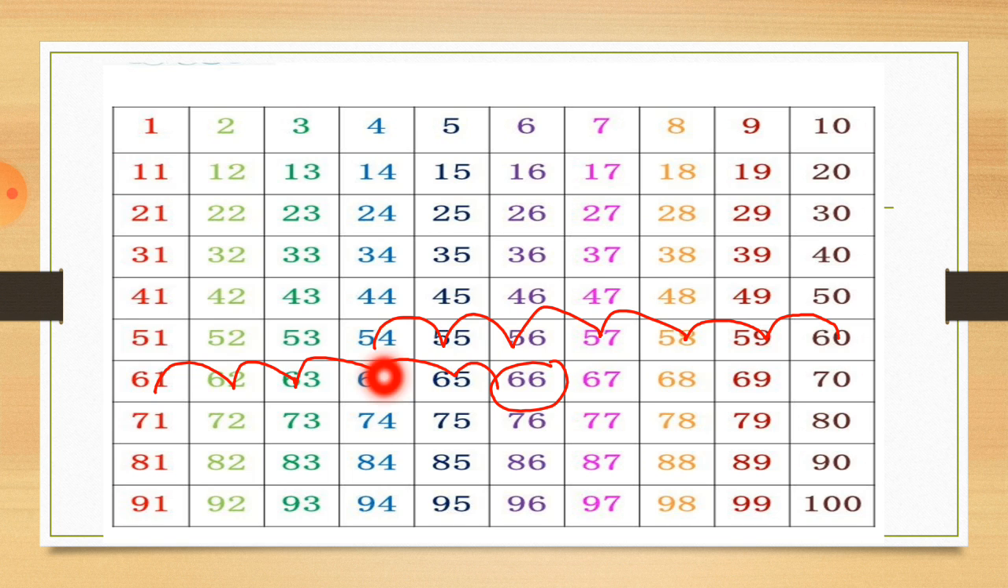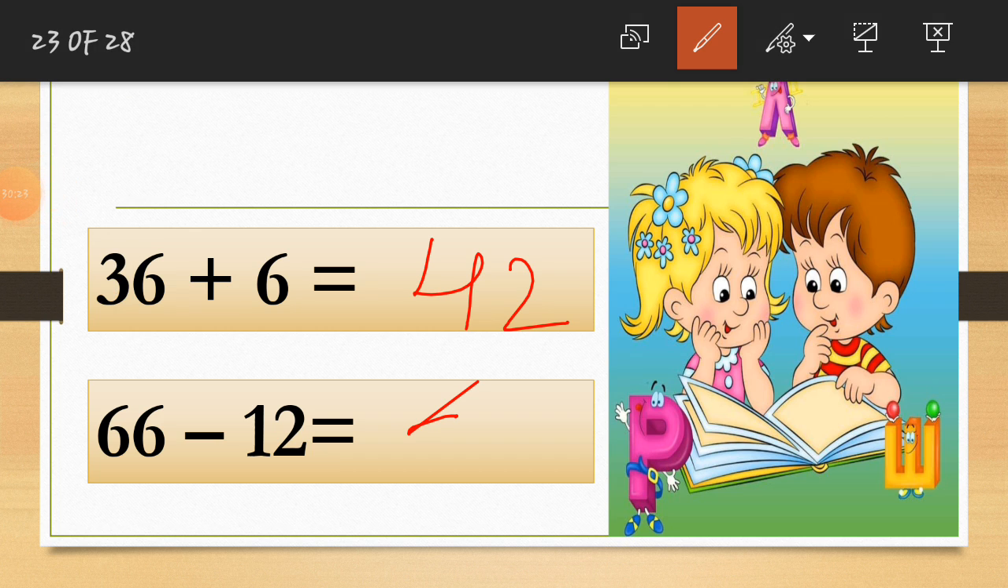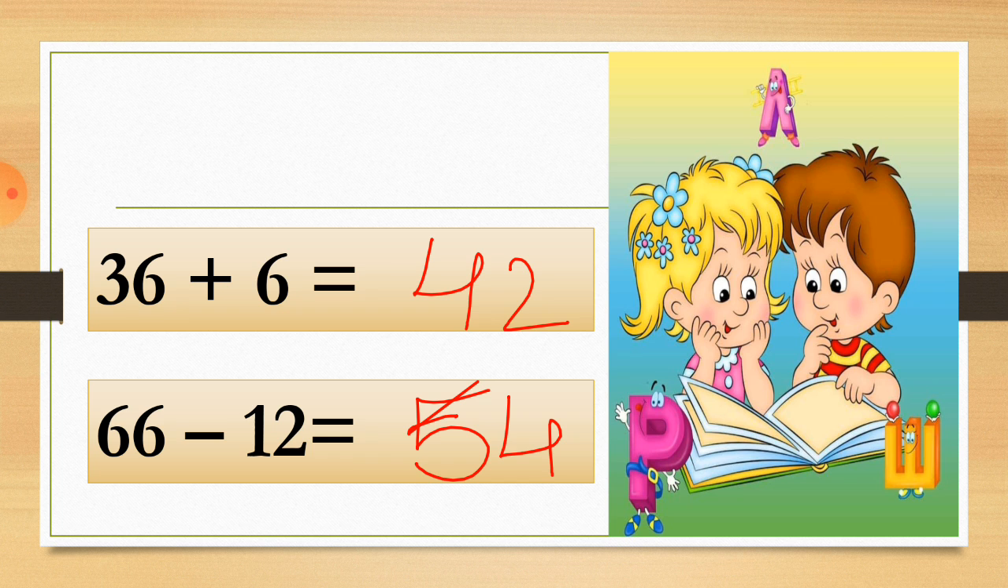So here you can see this. We moved back 12 steps. Let's count if it is 12 or not. 1, 2, 3, 4, 5, 6, 7, 8, 9, 10, 11 and 12. So here we get the answer, 54, and let's write this number as the answer. I write the number 54, which we get as the answer.